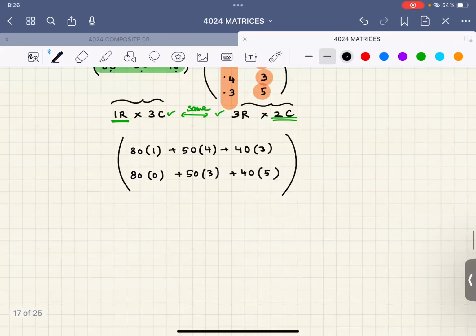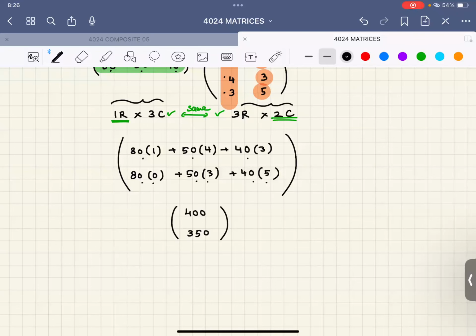Let me simplify. It's a paper 1 question. That's 80 plus 200 plus 120. 80 plus 120, that's 200. 200 plus 200, that's 400. This is 0, this is 150, this is 200. So that is 350.